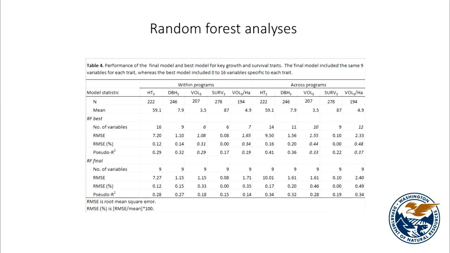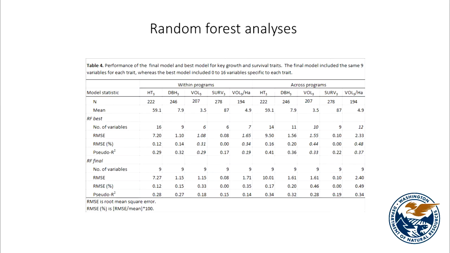So as you can see in both the within and the across program data sets, the final model performed pretty close to the best model for some individual traits. So, you know, we had 0.2 r squared or 0.28 r squared for height using our final model, but 0.29 using the best model.